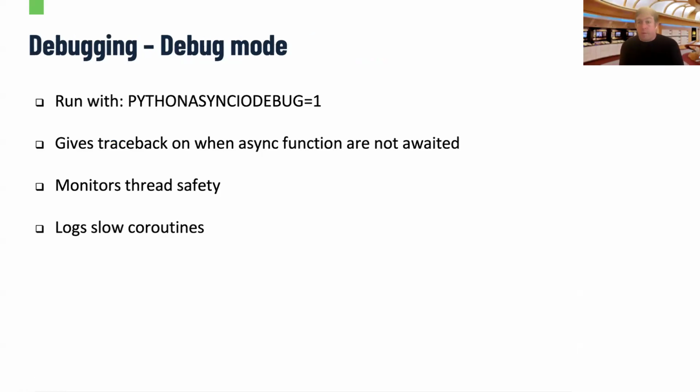Something else that's very important for developers is the ability to debug. So asyncio gives a debug mode. When you run with the environment variable, you also get tracebacks on async functions when they're not awaited. So you can find out where and when this happens. And also this monitors thread safety. So when something in your system behaves unsafely regarding the different coroutines and the memory they touch, you get errors in your logs.